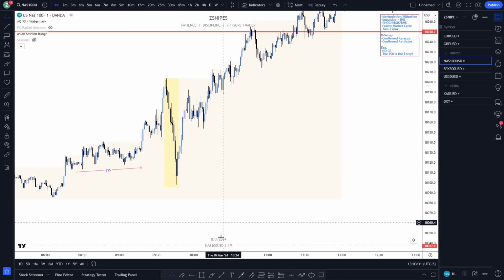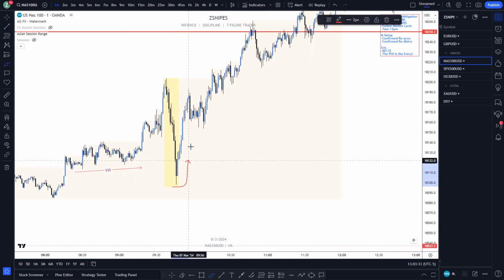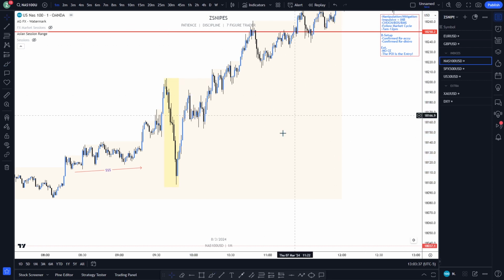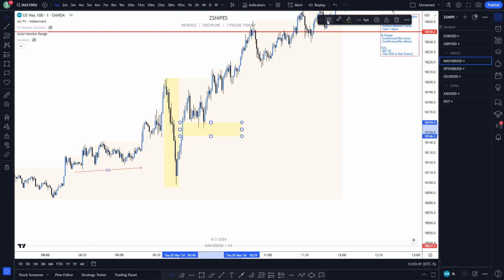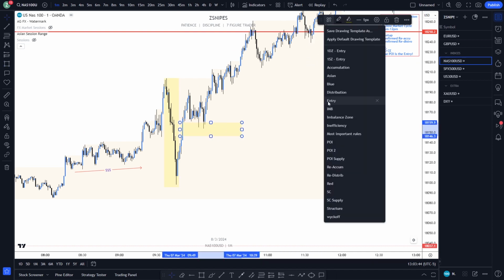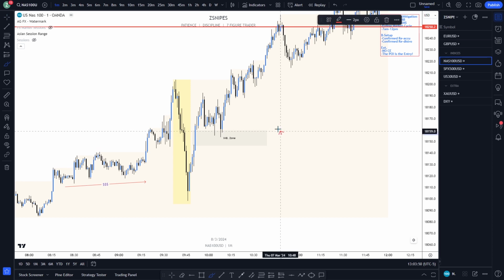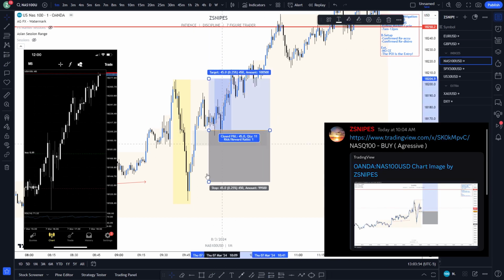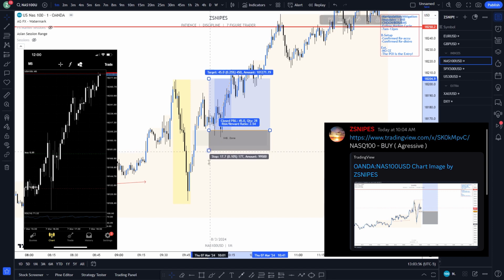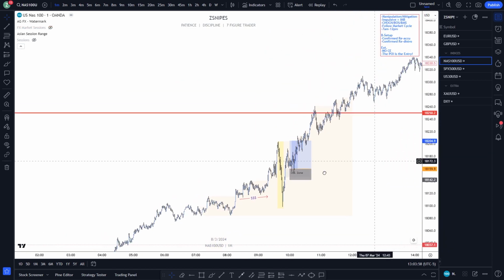Where did I take the entry from? As soon as I saw this impulse to the upside, the market slowed down, and we had this clear imbalance right here. I know some people call it fair value gap, inefficiency, whatever you want to call it. It is the same thing. We took the entry off of this imbalance. Stop loss was below there, and that was our scalping opportunity.